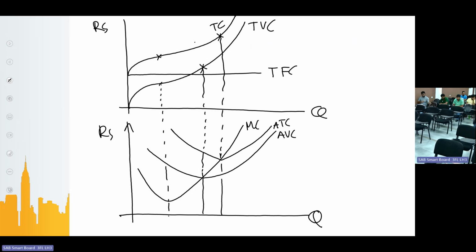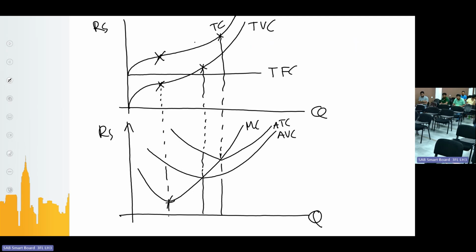So TFC is always constant. And by combining TVC and TFC, you can derive the total cost curve. And by observing how the straight lines and how the tangent lines behave, you can easily derive MC, ATC, and AVC. But one thing you have to understand is that at the minimum point of MC, that transition happens.